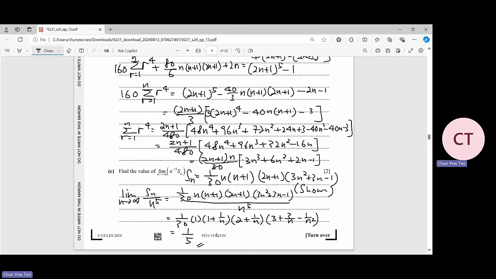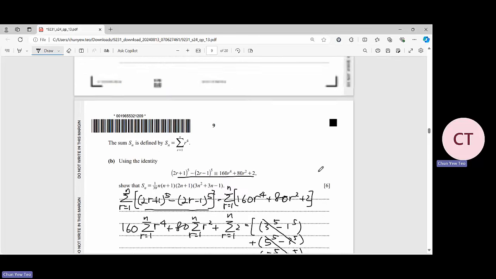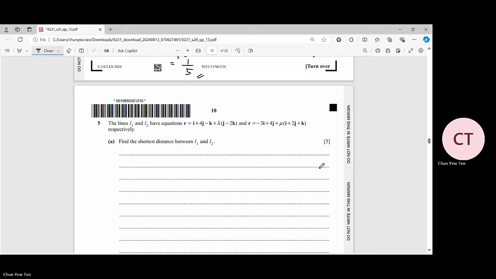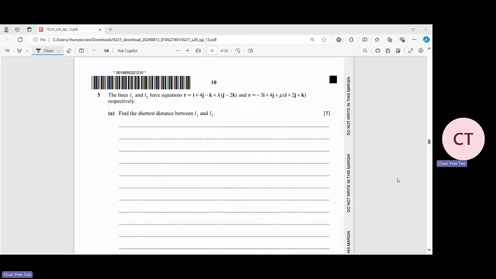Okay, so this is the answer for question number 4C. Right? Yeah, number 4C. So now we move on to question number 5. Okay, now we take a look at question number 5. The lines L1 and L2 have the equations like this. So I write down L1, L2.